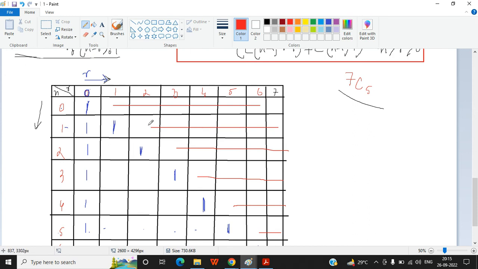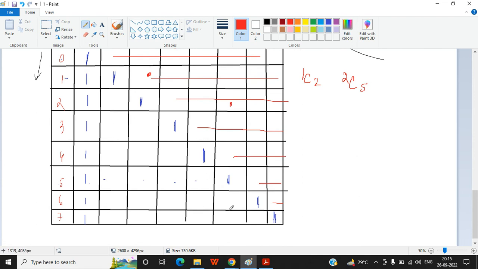If you want to construct the item for this cell, it will be 1C2. For this one, it will be 2C5. Are you understanding this? What is the meaning of combination? From two items, you are taking five items. Is it possible? No, it's not possible. That's why these elements need not be calculated. They are discarded. We only have to calculate this many cells.